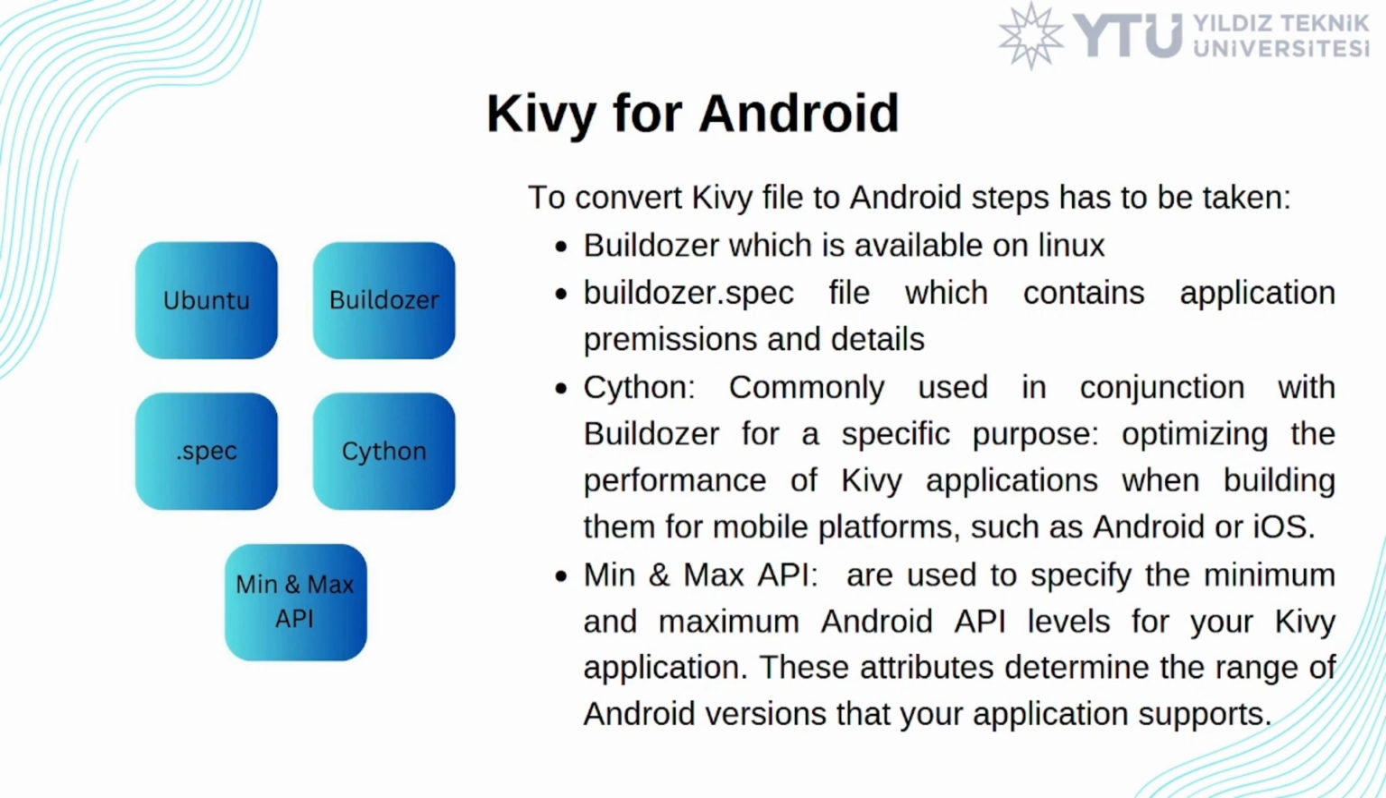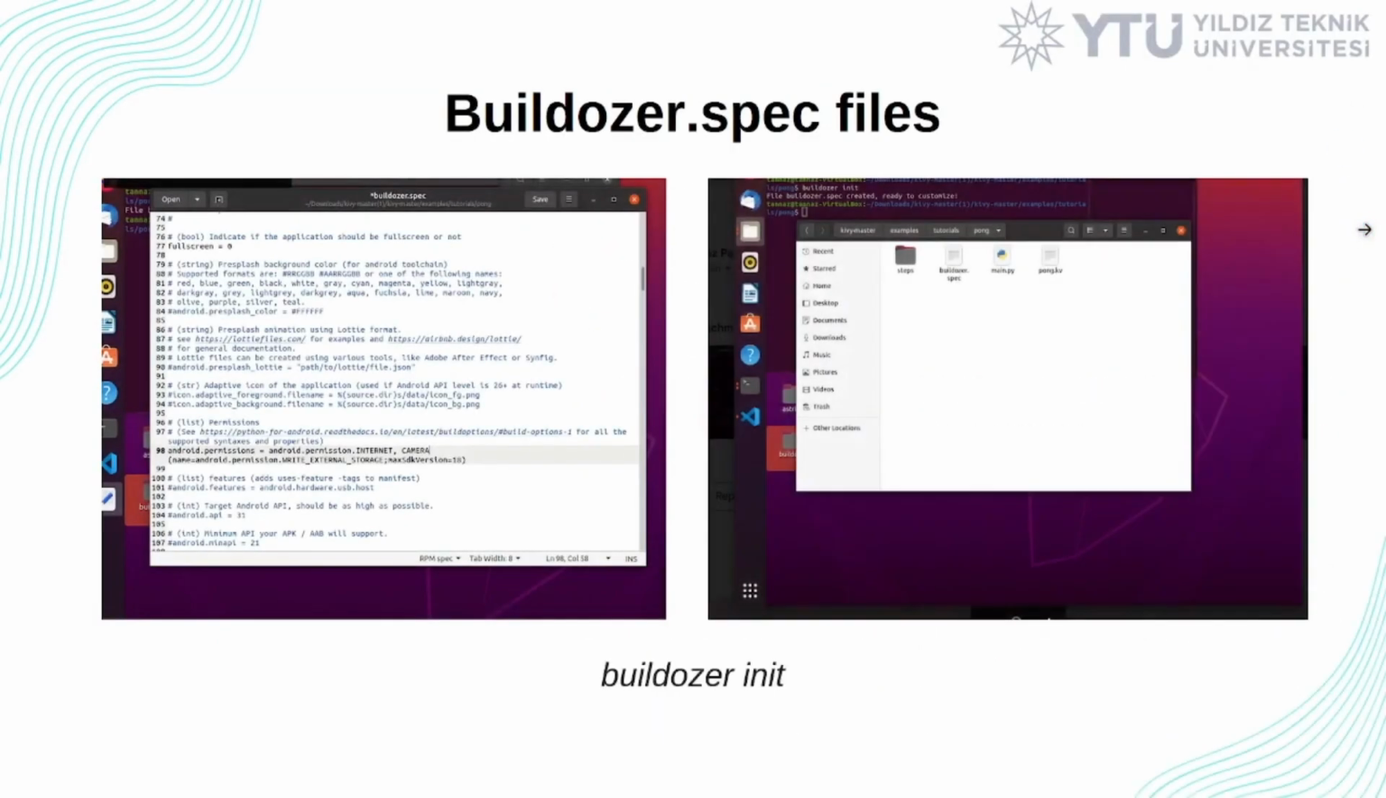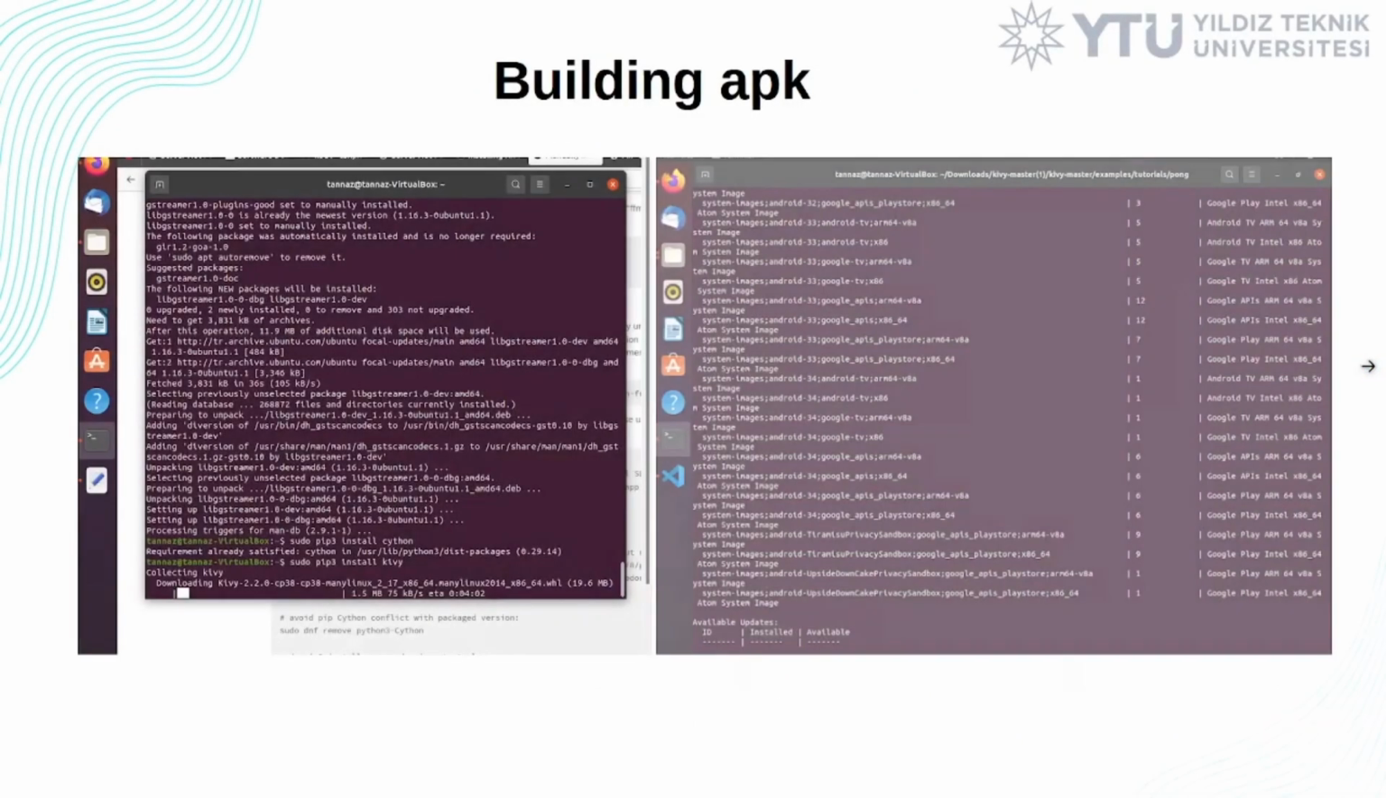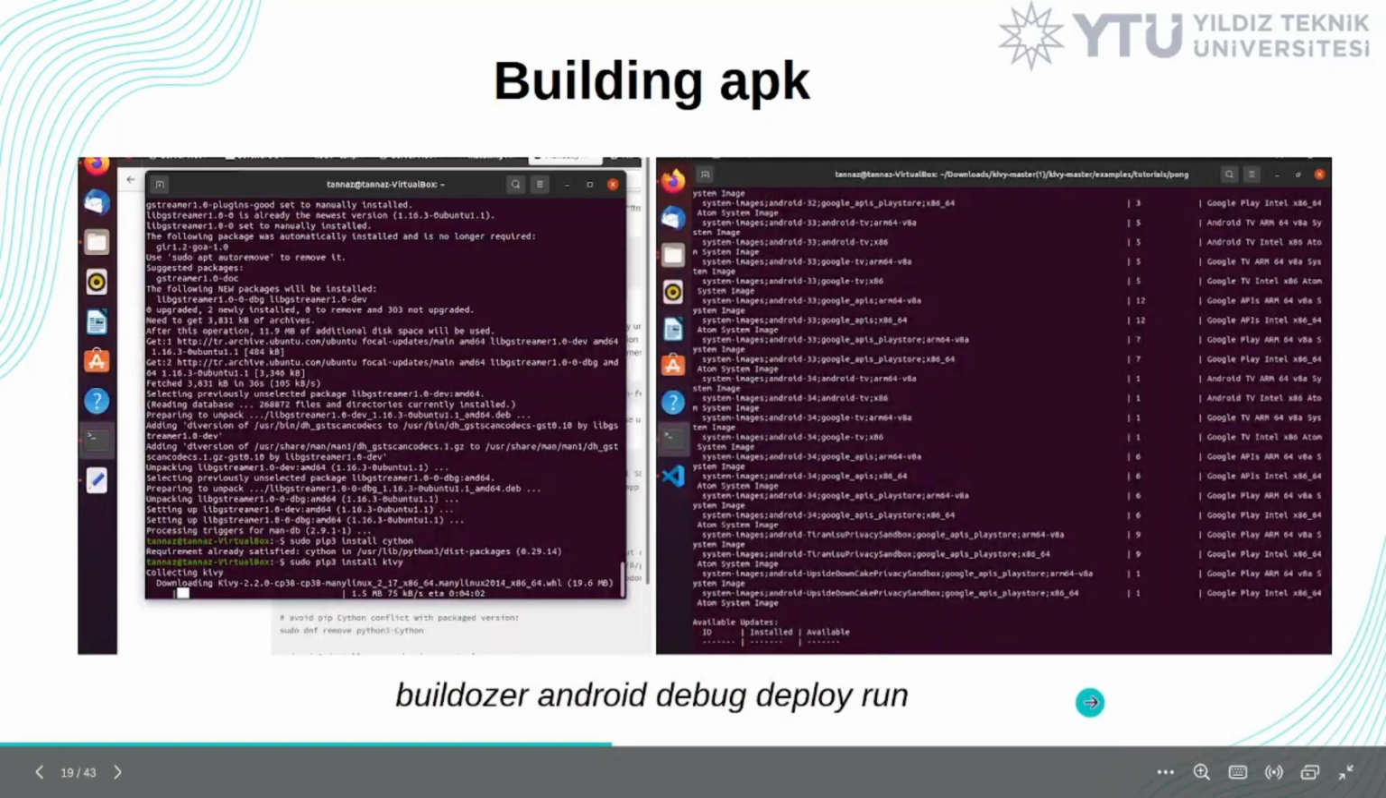And also min and max API are both important for the user because these two can let the user know which Android version the application supports. You can see the buildozer.spec file in the Ubuntu and building application after running the buildozer android debug deploy run.